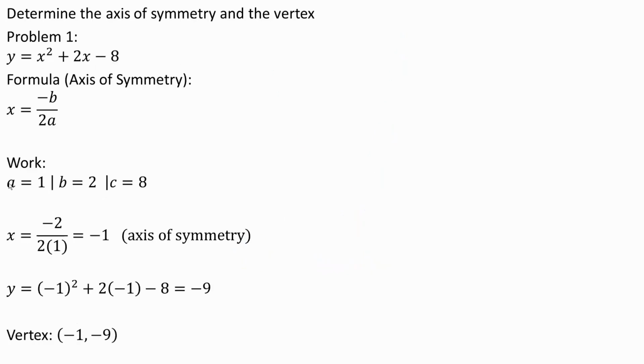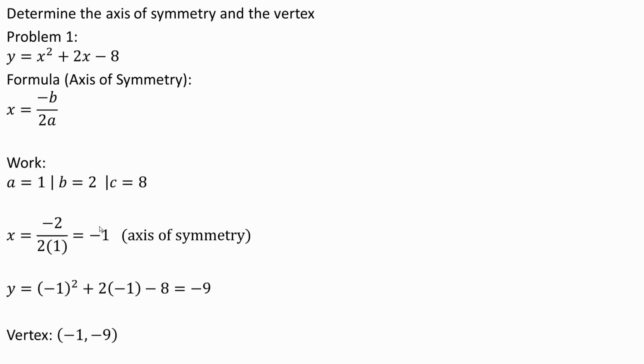So the first one. We can first write the letters: a is equal to 1, b is equal to 2, and c is equal to negative 8. So our formula is negative b divided by 2a. So negative 2 divided by 2 times 1. So we would get negative 1. So the axis of symmetry is negative 1.